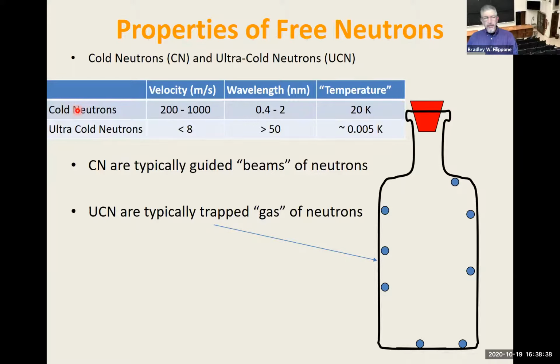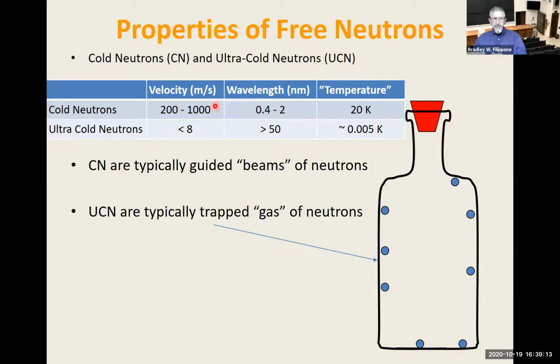So experiments are done with both cold neutrons and ultra cold. Cold neutrons typically have velocities of 200 to 1,000 meters per second. In contrast, ultra cold neutrons are never more than 8 meters a second. That has to do with the material, the density of the material, and the scattering length. And the best you can do, the highest velocity fully trapped neutrons, are about 8 meters a second. An excellent sprinter can outrun the neutron in that case.